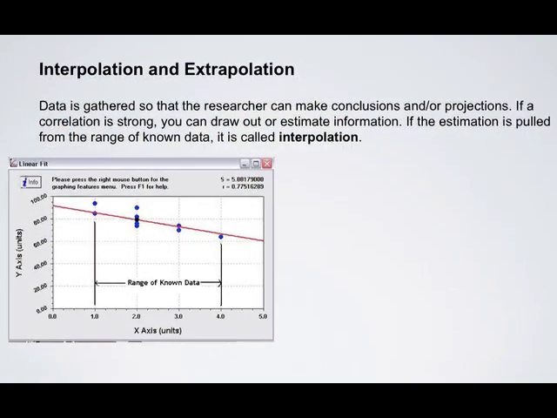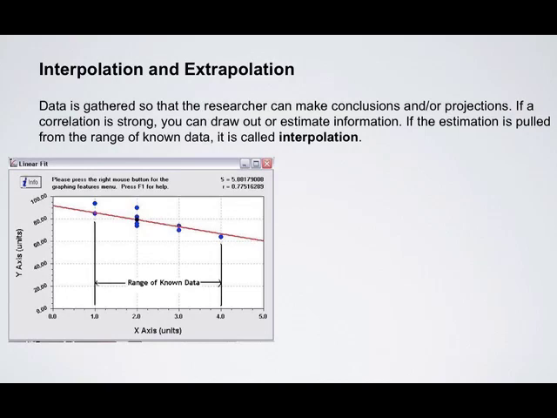Interpolation and extrapolation. Data is gathered so that the researcher can make conclusions and/or projections. If a correlation is strong, you can draw out or estimate information. If the estimation is pulled from a range of known data, it is called interpolation.